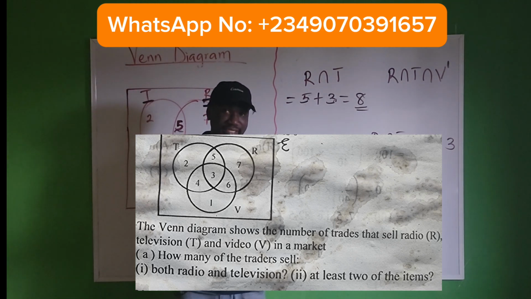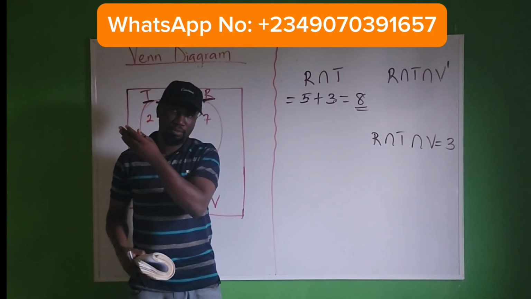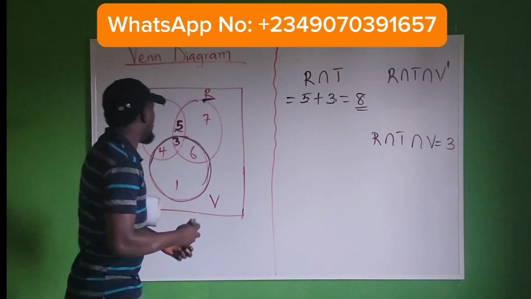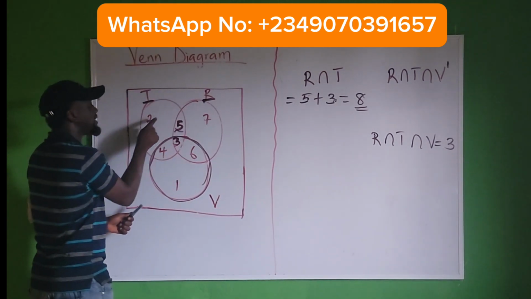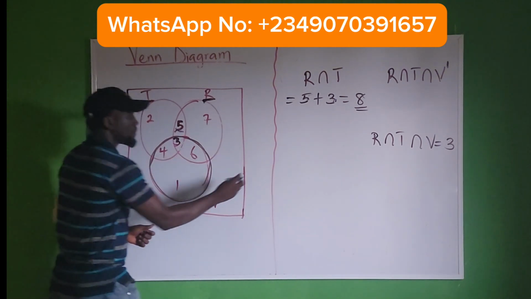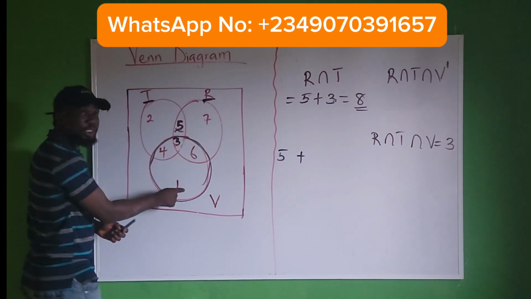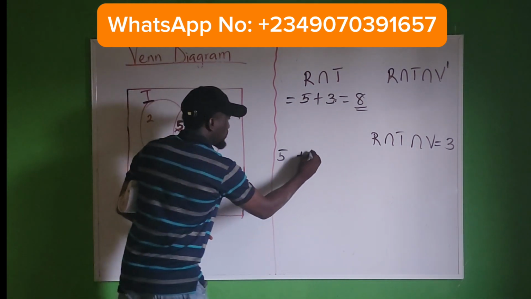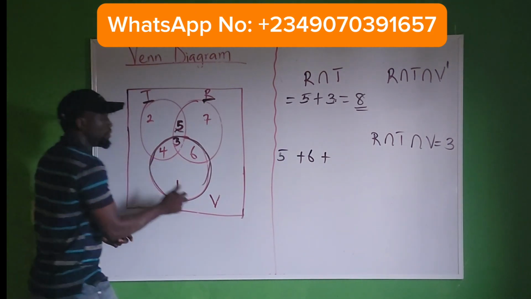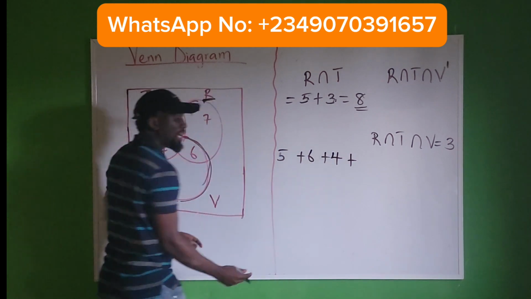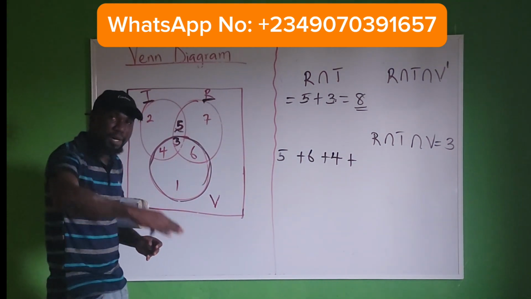Alright. So the next one says, how many of the traders sell at least 2 of the items? So what does that mean? That means 2 above. At least 2. So now, let's start with 2. For the 2, we have radio and television only, which is 5, plus radio and video only, which is 6, plus television and video only, which is 4. Then we are done with 2. Question says at least 2 items, so 2 above.